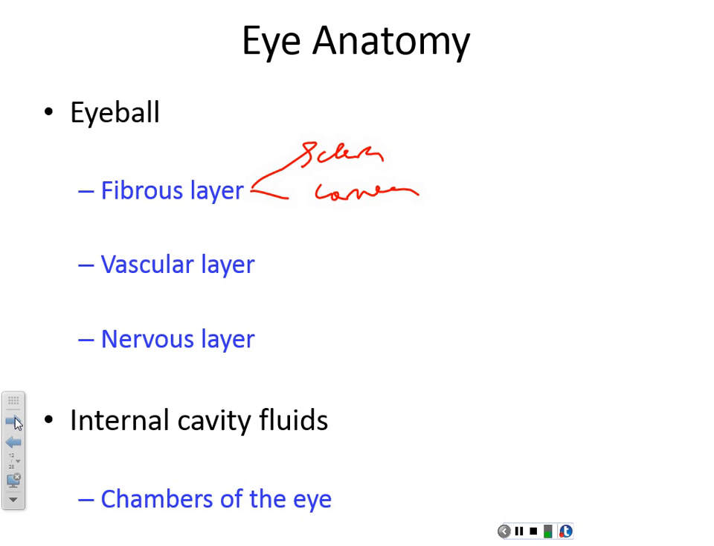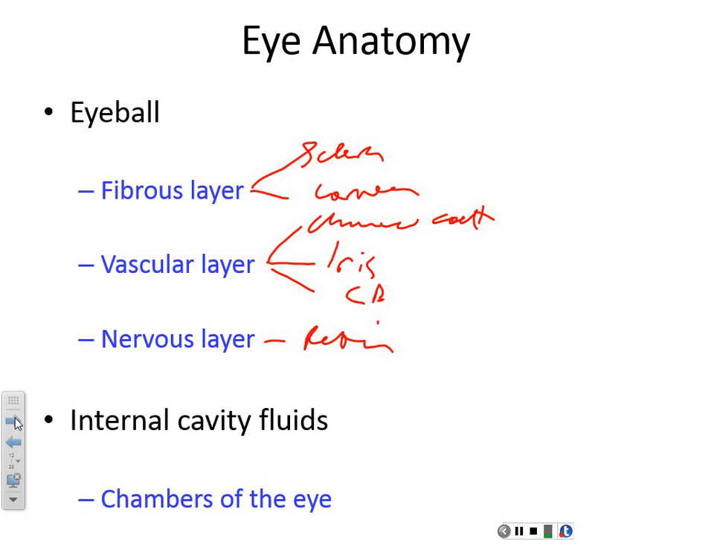Okay, so the vascular layer has those three layers: the choroid, the iris, and the ciliary body, CB, not Chris Brown, ciliary body. My handwriting is going to be a little funky because I'm trying to go fast so I can finish. So the nervous layer has mostly the retina, and you need to know the functions of all those and so forth.